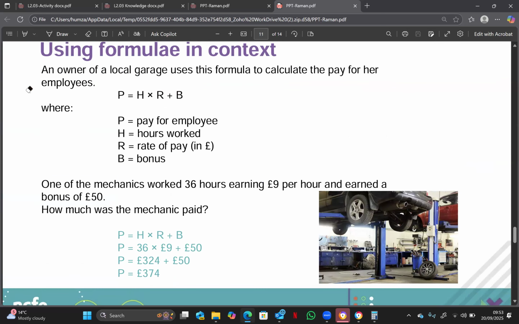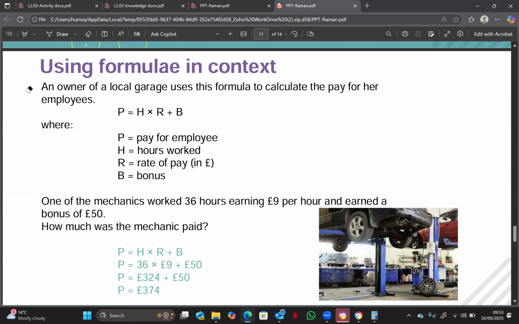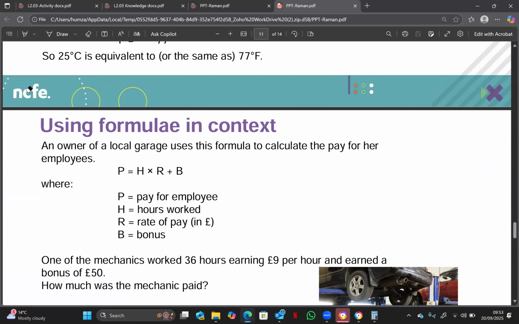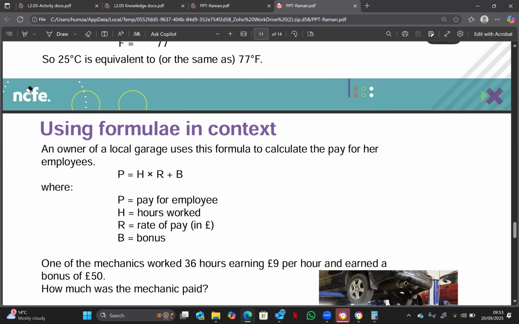Using formula in context. An owner of a local garage uses this formula to calculate the pay for her employees. P equals H times R plus B. P equals the pay for the employee, H equals hours worked, R equals rate of pay, and B equals bonus. One of the mechanics worked for 36 hours, earning £9 per hour, and earned a bonus of £50. How much was the mechanic paid?